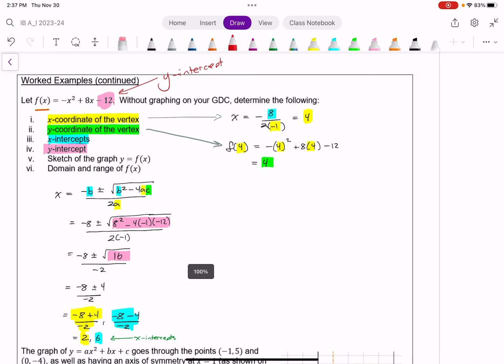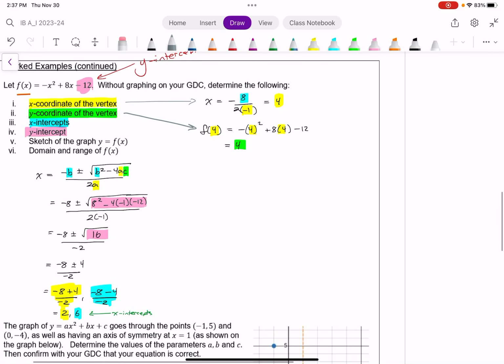And so now I can sketch this graph. Make a really quick sketch here. So what do I know? I know we have a vertex at 4, 4. I'll label that roughly right here. I know it has an x-intercept at 2 and at 6. I know it has a y-intercept at negative 12. Maybe I'll put that down here.